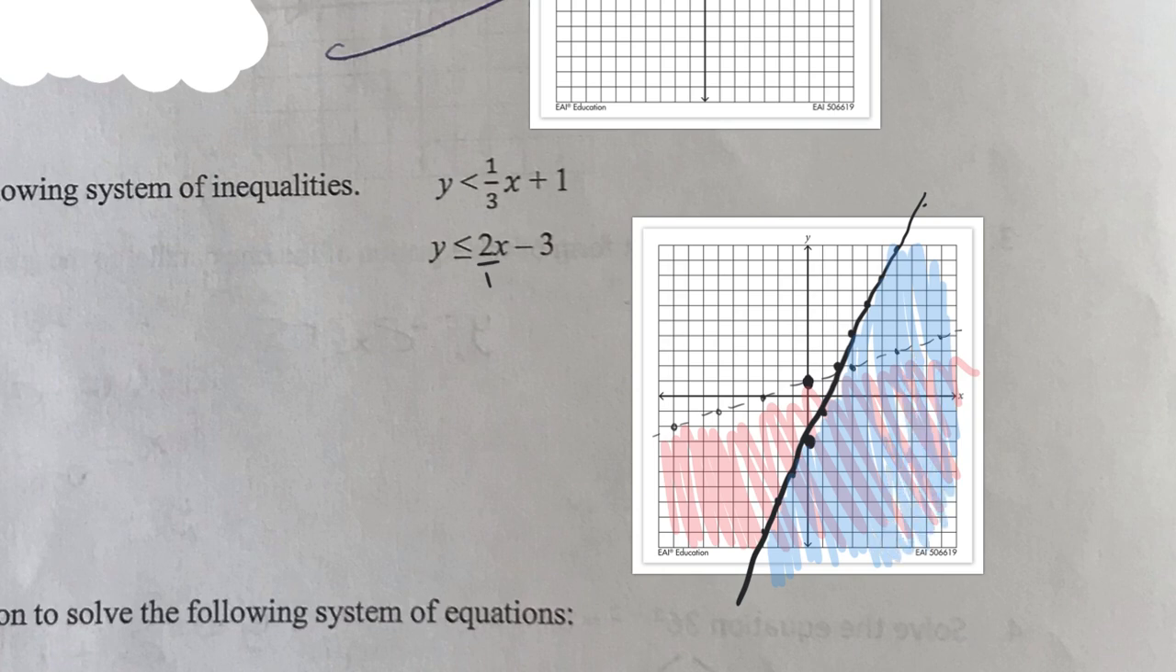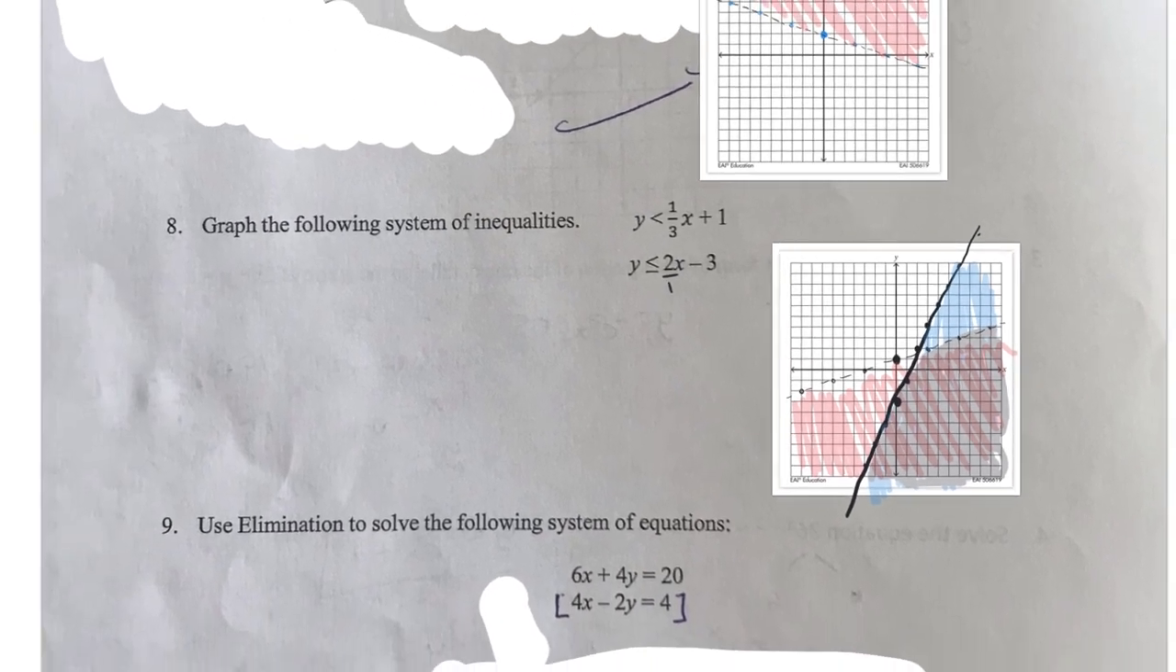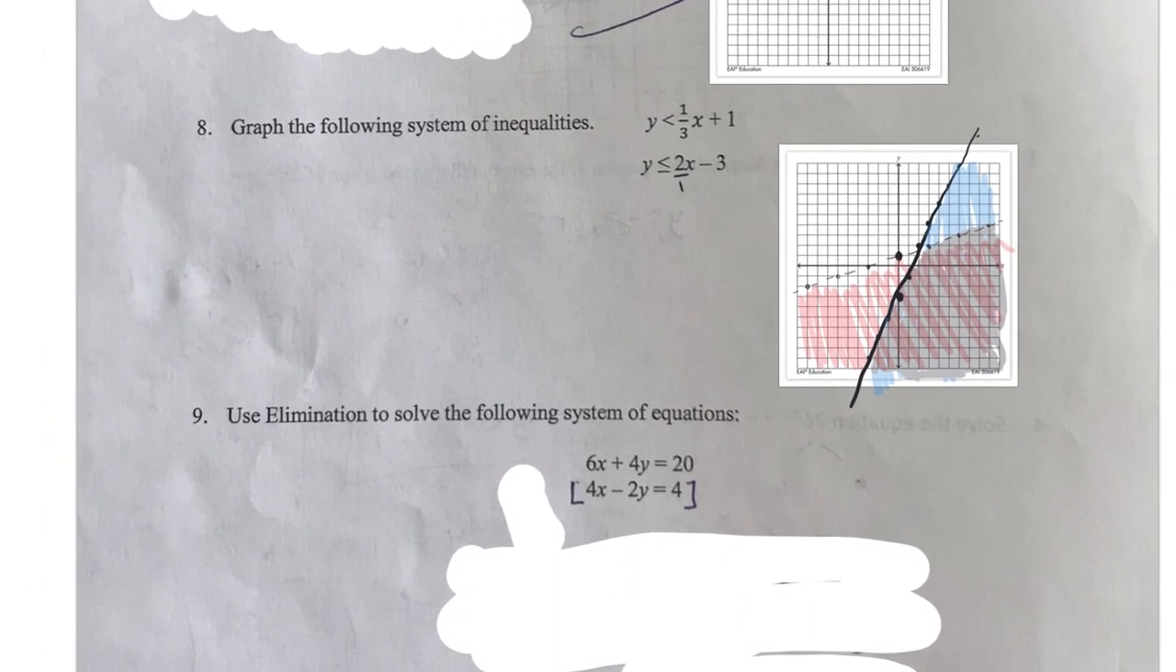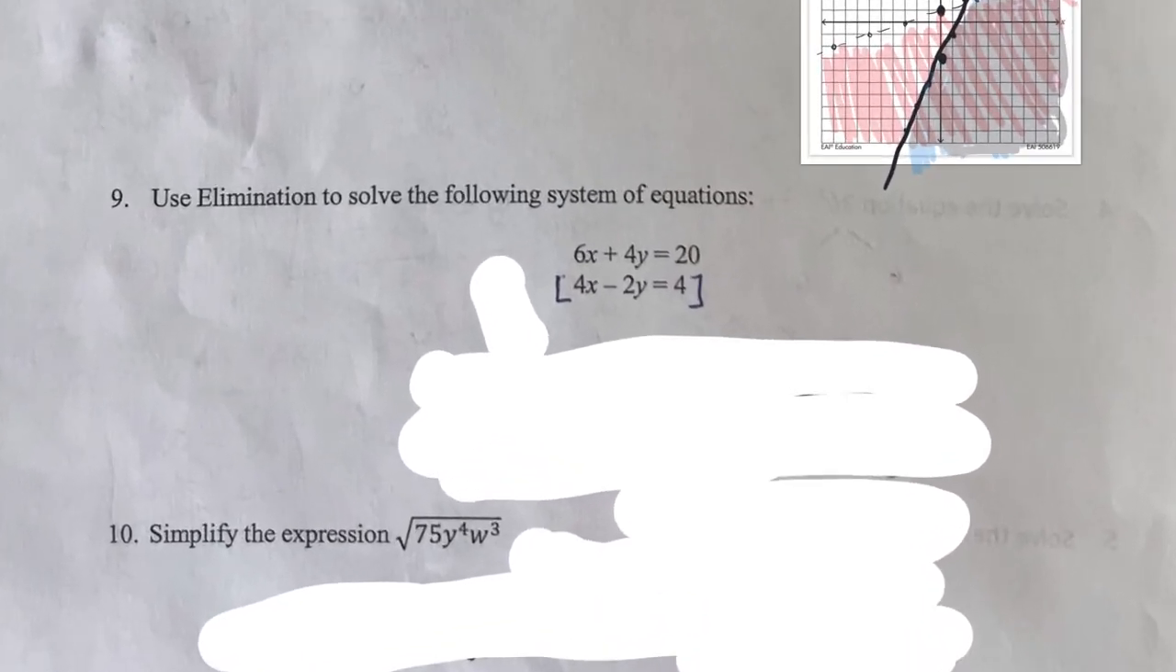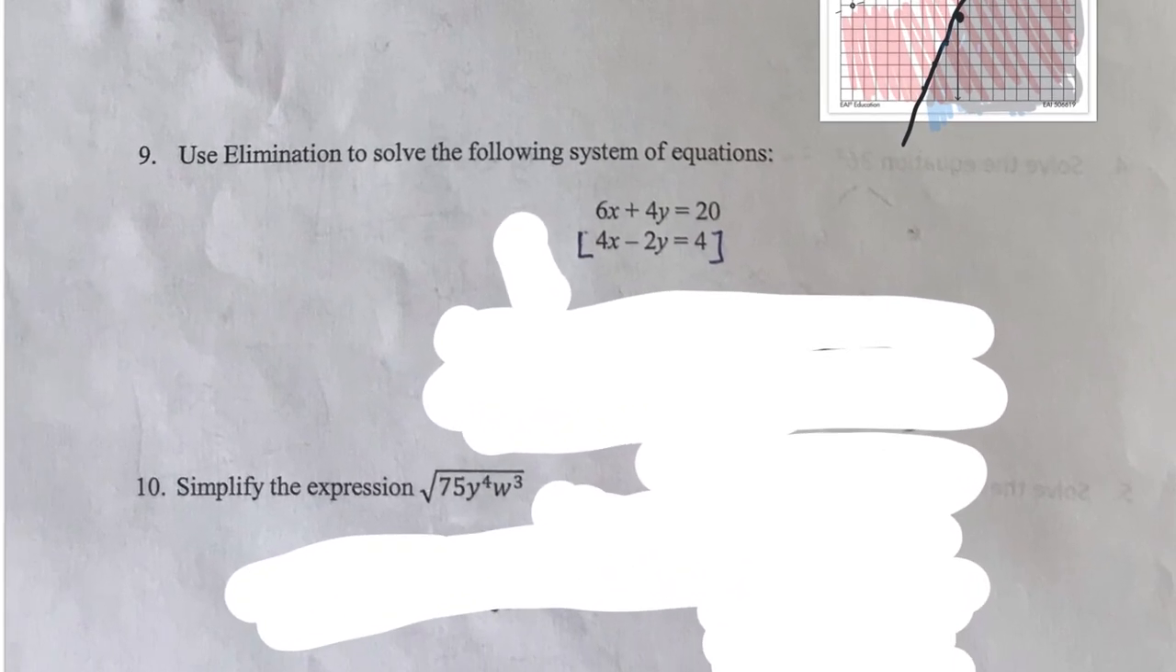Then you ask yourself, okay, where's the double shaded region? The double shaded region is all of this. And it is the double shaded region that is your answer. So when the teacher says, graph the solution to this system of inequalities, what the teacher is really saying is graph that double shaded region and make sure it's clear which region is the double shaded. All right, problem number 9, using elimination.